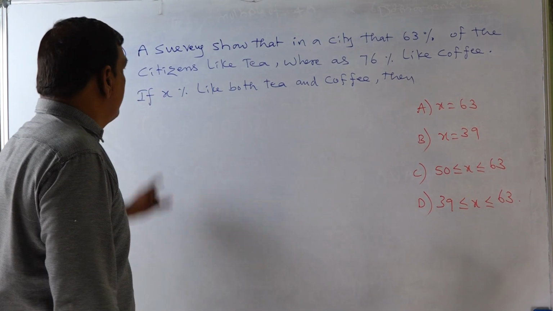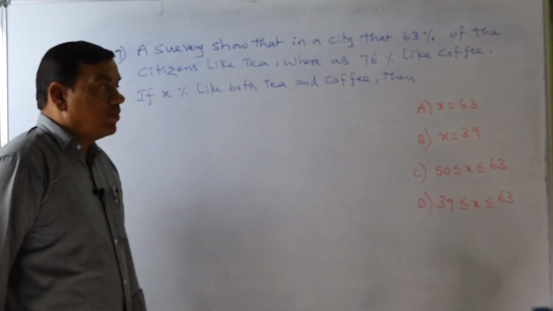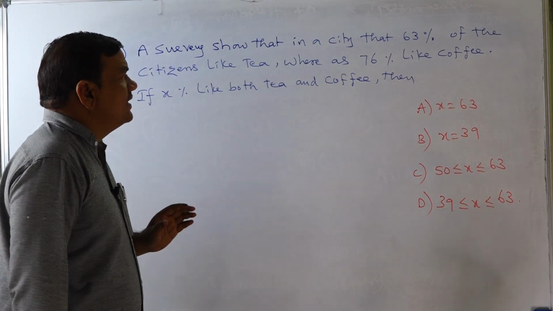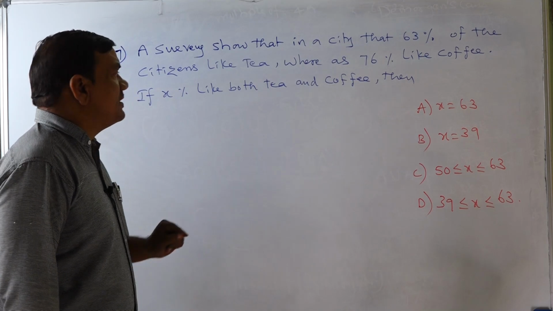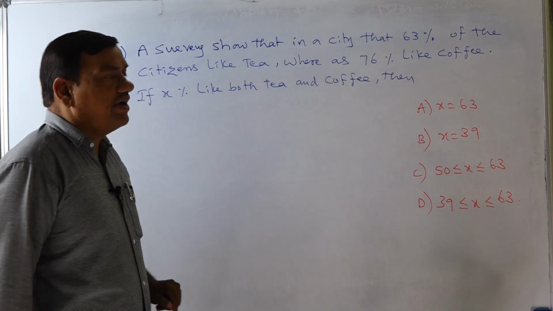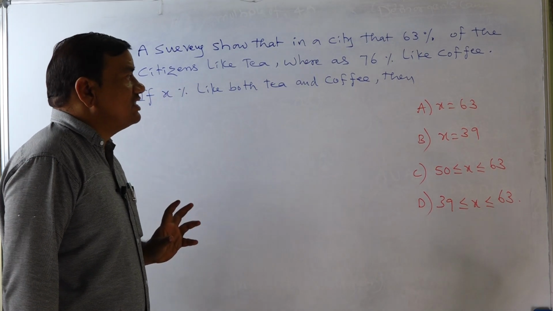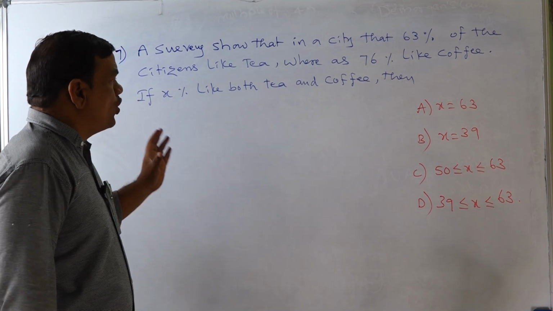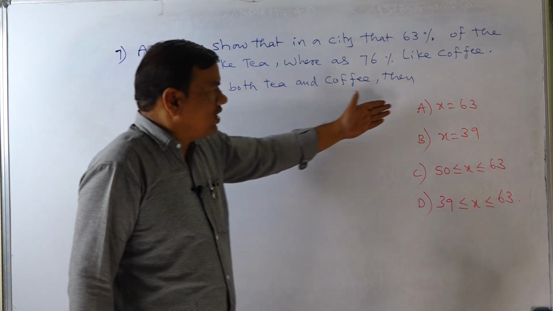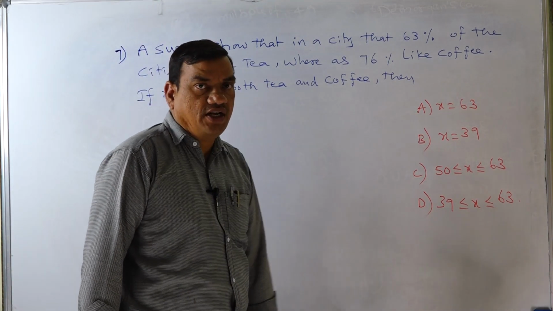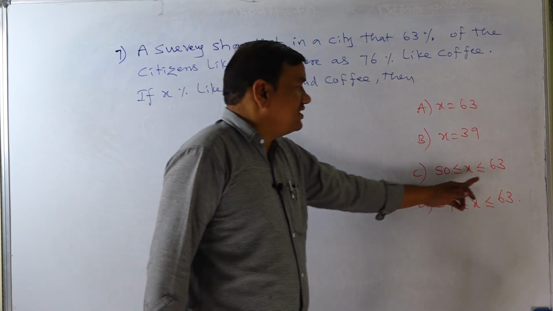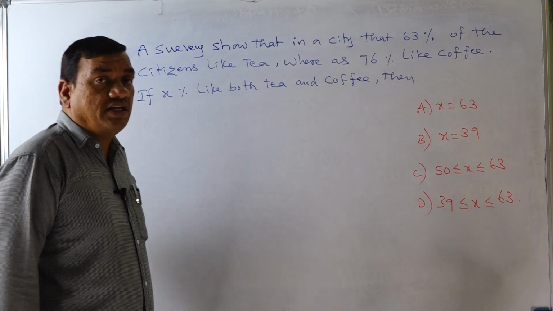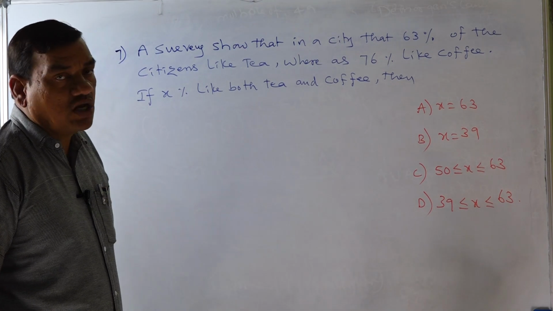Dear students, welcome to the 7th problem. A survey shows that in a city 63% of the citizens like tea, whereas 76% like coffee. If X% like both tea and coffee, then see the options given clearly. Here some inequality signs are also given, so you may get a doubt about what the inequalities in set problems are.